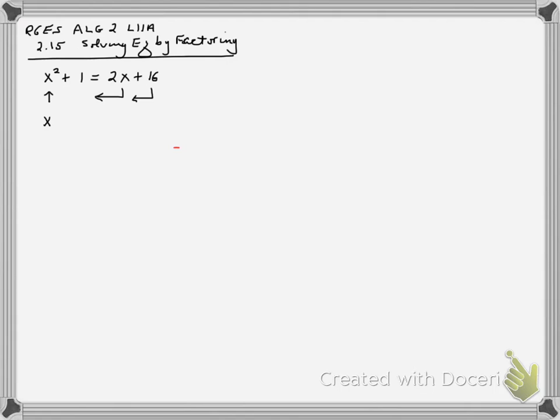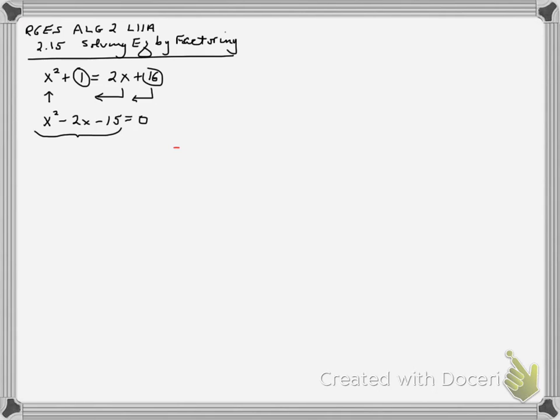We call this setting the equation to 0, meaning the right side of the equation will be 0. So then we get x squared minus 2x. We're going to combine the 1 and the 16. So we're going to get 1 minus 16 or minus 15 equals 0. Now, if and only if this expression on the left-hand side can be factored, then you would know how to solve this equation. Let me show you why.